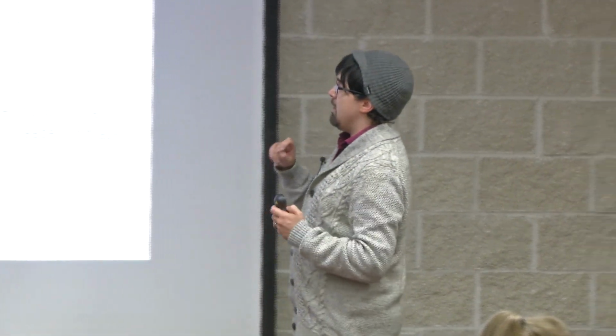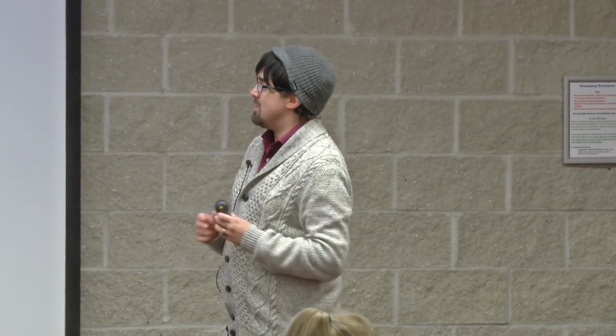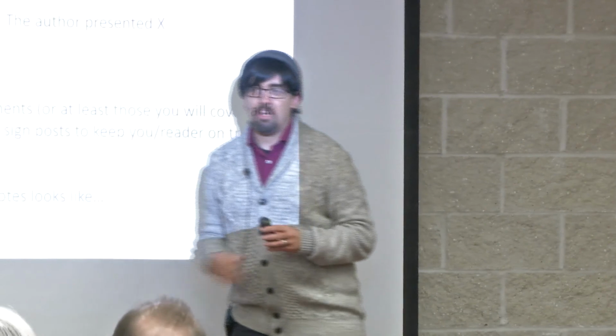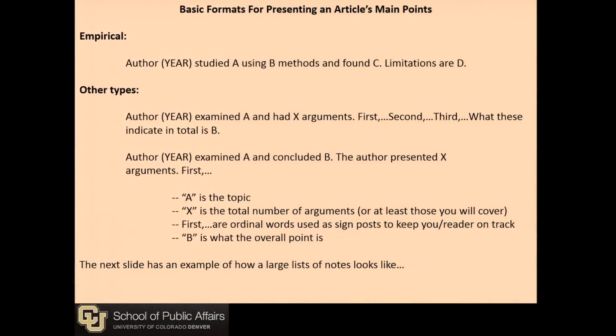Author, year, examined A and had X arguments, or author examined A and concluded B, both of which end with what these indicate in total is B, where A is the topic, X is the total number of arguments, with ordinal words to guide all this along. First they argued this, second they argued this, and B, what the overall point is.